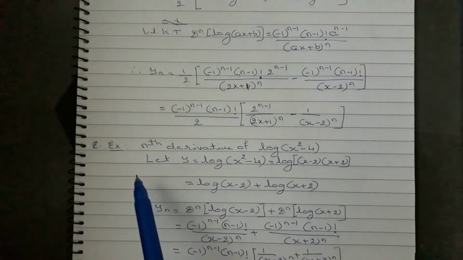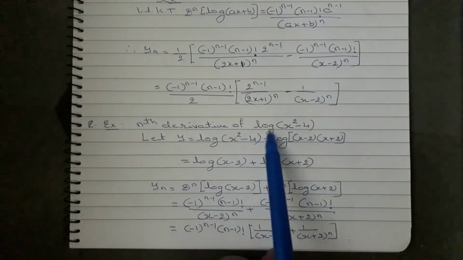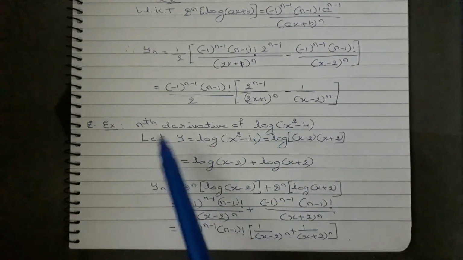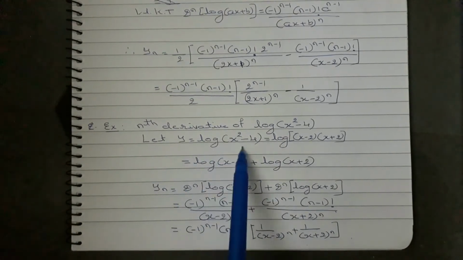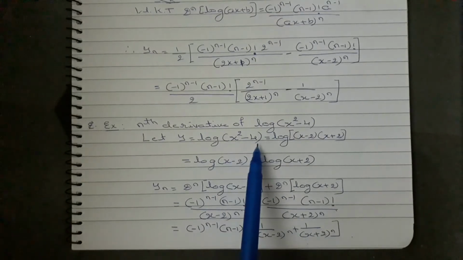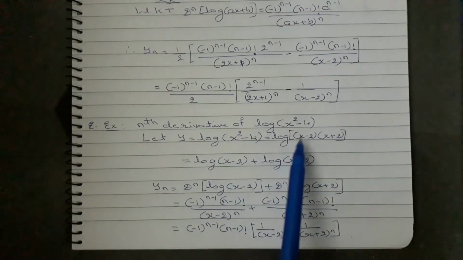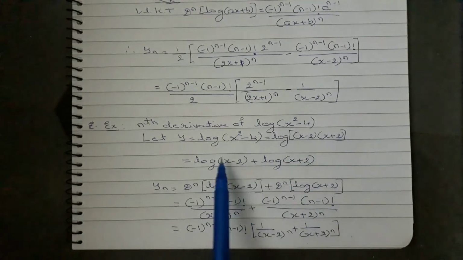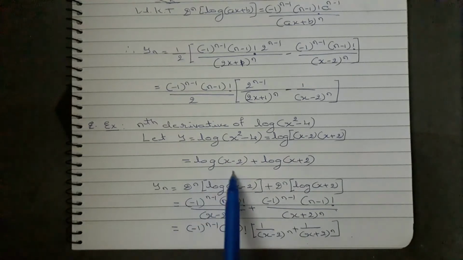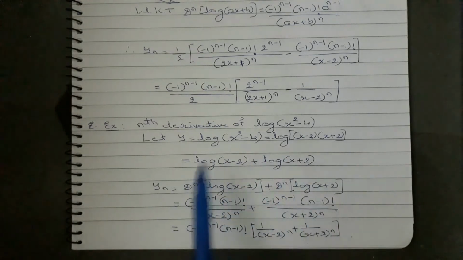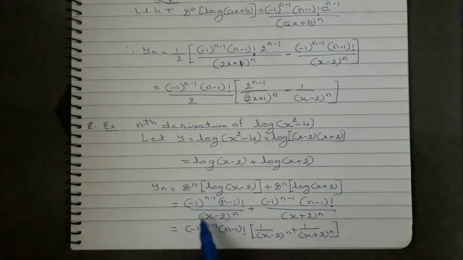So next we can find the nth derivative of log of (x square minus 4). Now for this we can consider y equal to log of (x square minus 4). So this is x square minus 2 square, so we can write this as (x - 2) into (x + 2). So this is log of a into b, and log of a into b is log a plus log b. So it will become log (x - 2) plus log (x + 2). So for this you have to find the nth derivative.